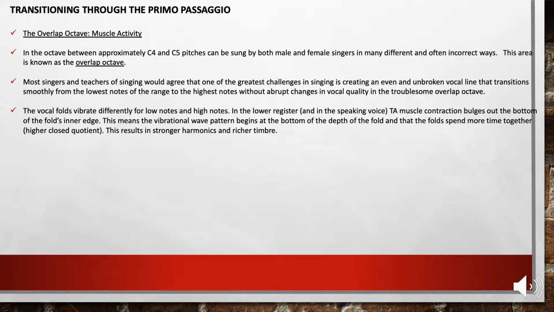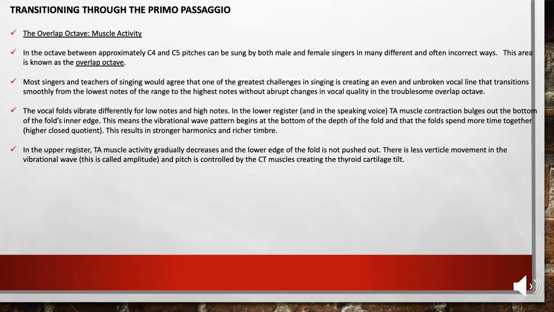In the lower register and in the speaking voice, TA muscle contraction bulges out the bottom of the fold's inner edge. This means the vibrational wave pattern begins at the bottom of the depth of the fold and that the folds spend more time together, resulting in higher closed quotient, stronger harmonics, and richer timbre.